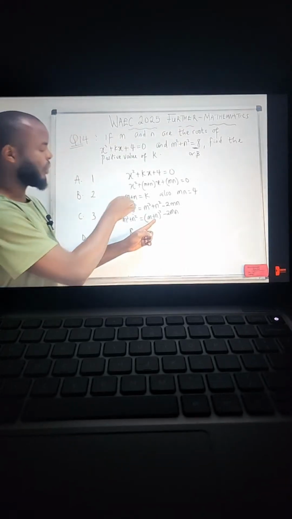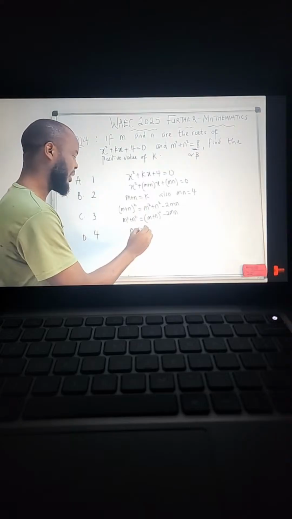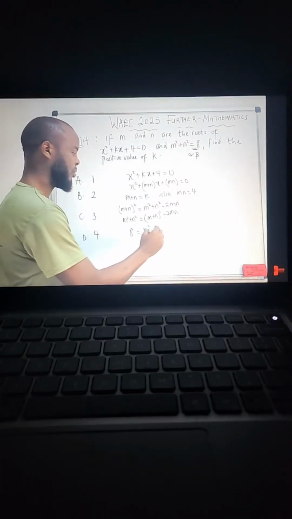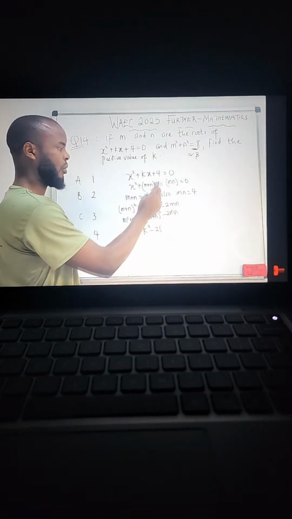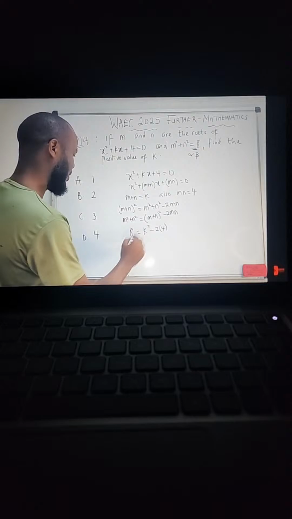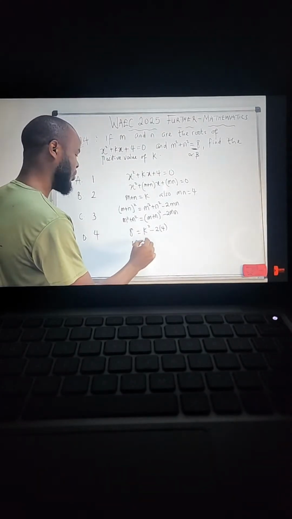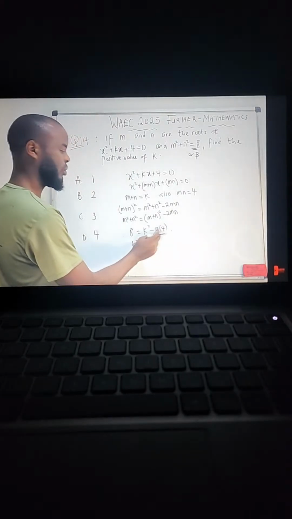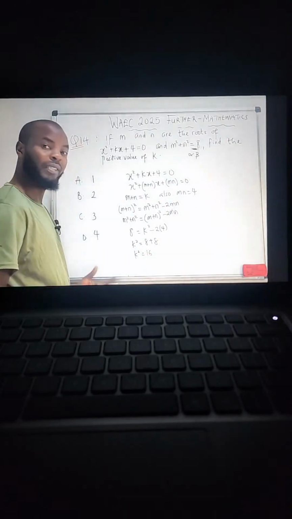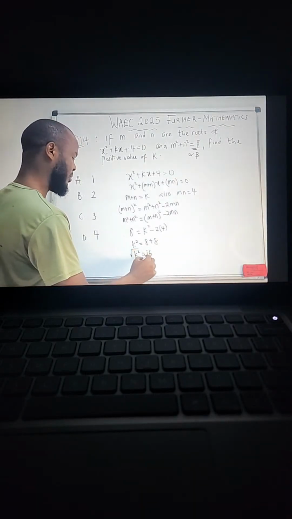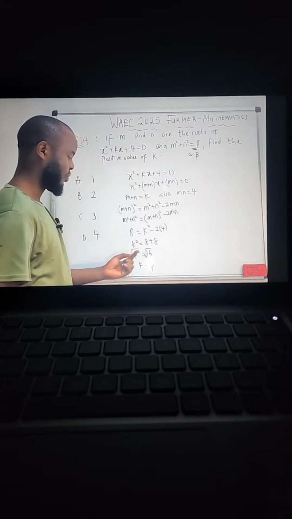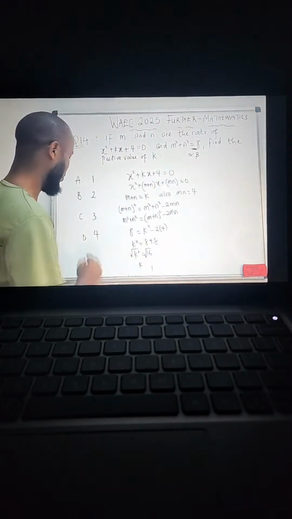M plus n, we've gotten that to be k. So we have k squared minus 2mn. What is mn? 4. Now, here we have k squared equals 8 plus 8, since 2 times 4 is 8. So k squared is equal to 16. To get the value of k, just find the square root of both sides. And k equals what? 4, because the square root of 16 is 4. So the answer is option D.